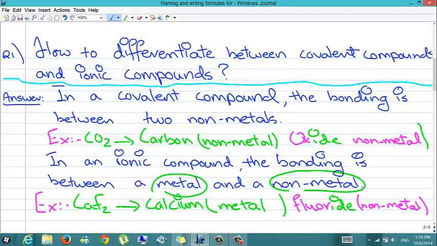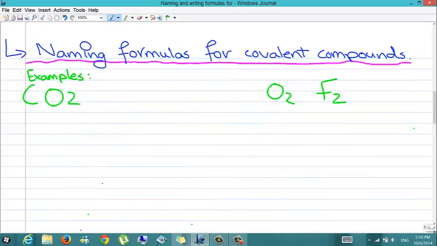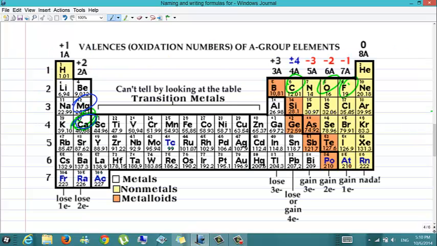For example, CaF2. Ca stands for calcium, which is a metal. F stands for fluoride, which is a non-metal. How to know if an element is a metal or a non-metal? You must use the periodic table.